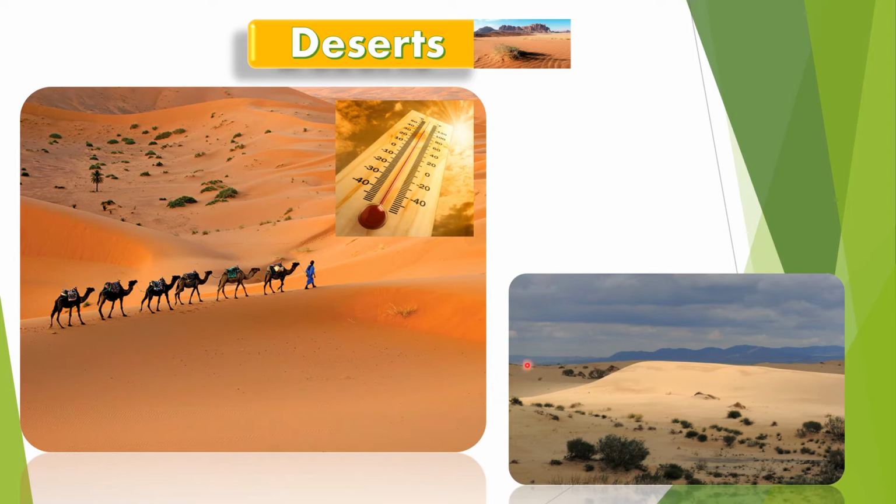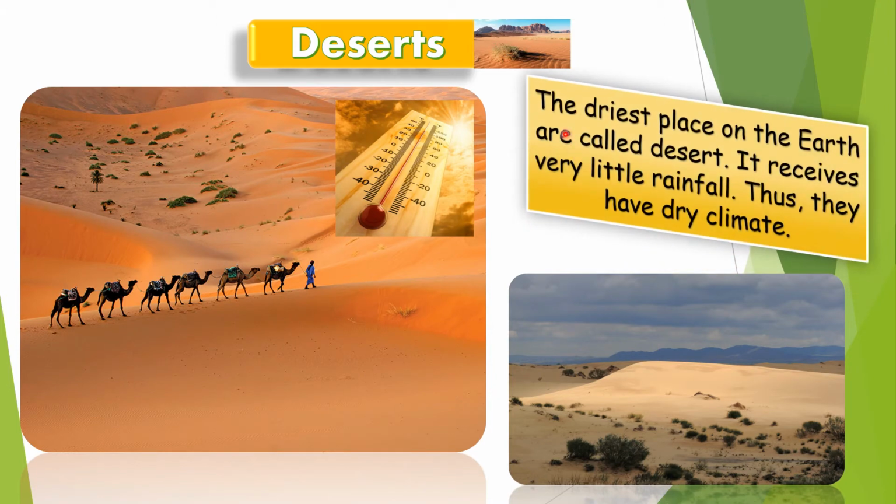Now you all can define desert. The driest place on the earth are called deserts. It receives very little rainfall. Thus, they have dry climate.